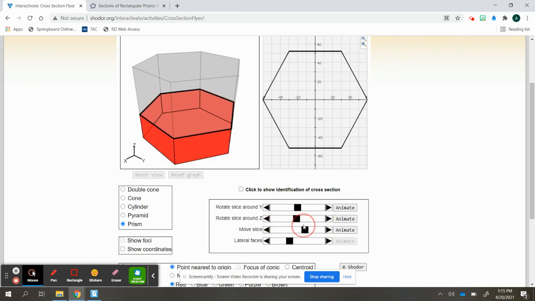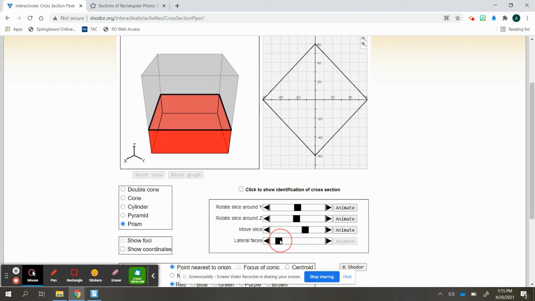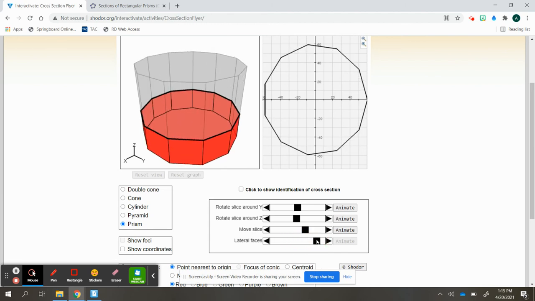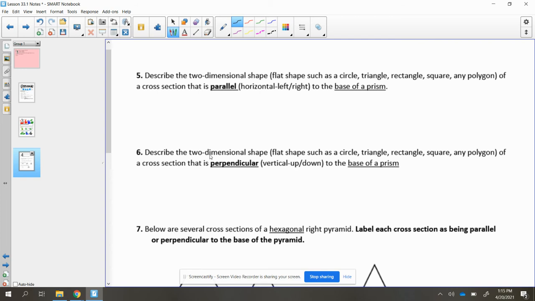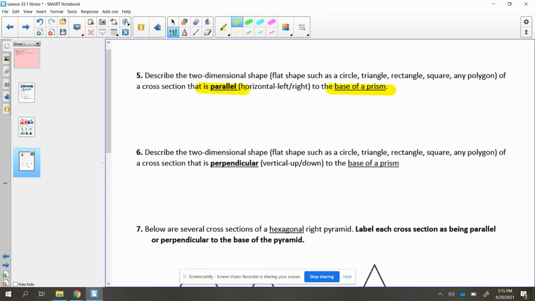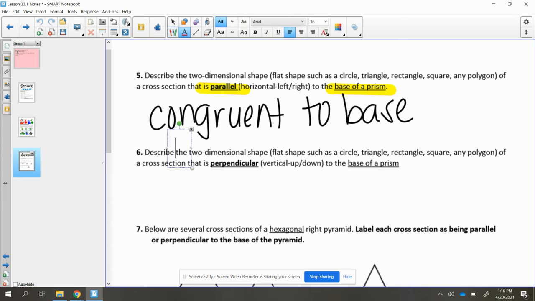It's a hexagon. And if we make this an octagon or a nonagon or a rectangle or a triangle, it's that same shape as the base, no matter what we're doing. So whenever it is parallel to the base for a prism, the cross section is always going to be congruent to the base. It's going to be the exact same shape, exact same size. So it's the same shape as the base.